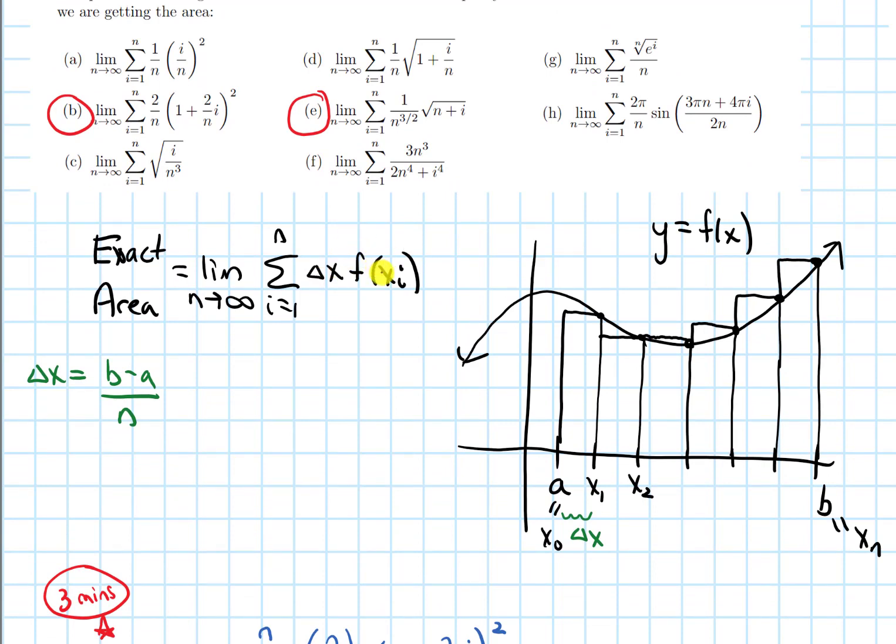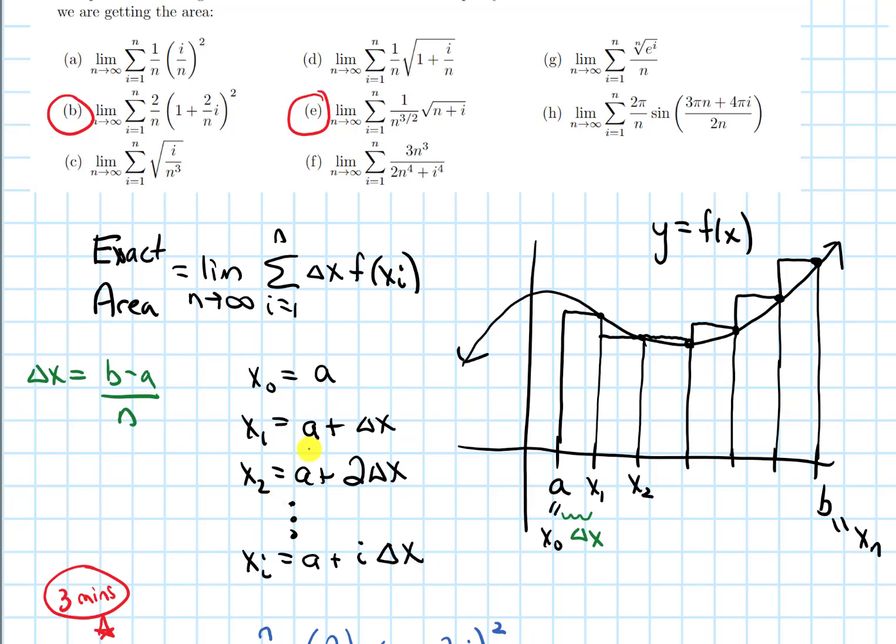Remember how we figure out what x sub i is. The way we do that is we write out the first few of these x values. In this picture, x0 is a, whatever that leftmost endpoint of the interval is. x1 is a plus delta x. x2 is a plus 2 of these delta x's. And if I keep going like that, in general, x sub i is a plus i of these delta x's. I want to keep that formula in mind, our formula for x sub i in general.